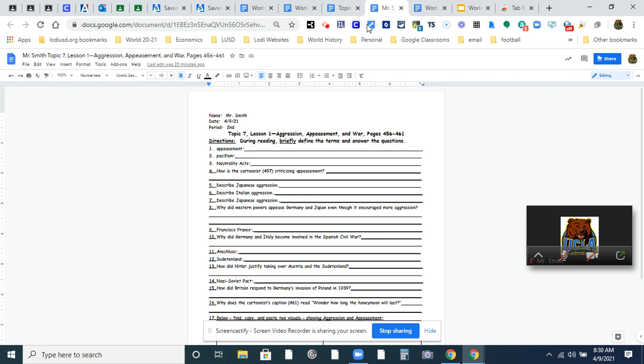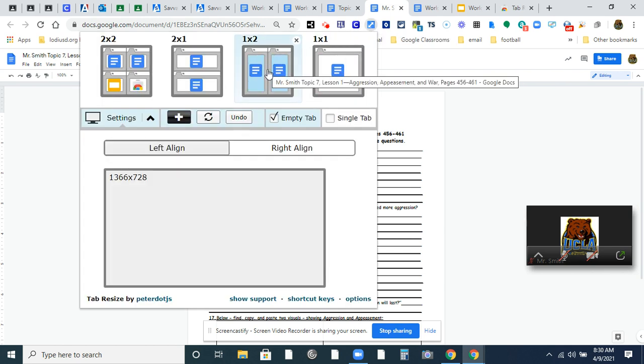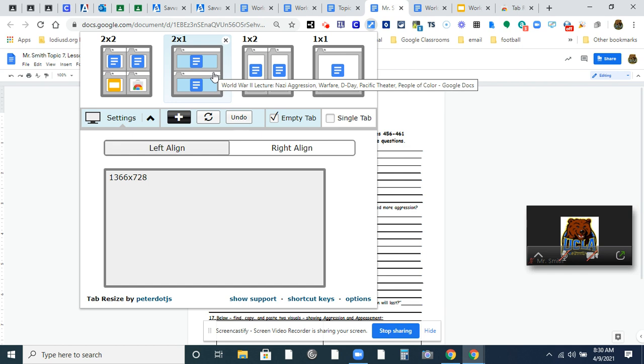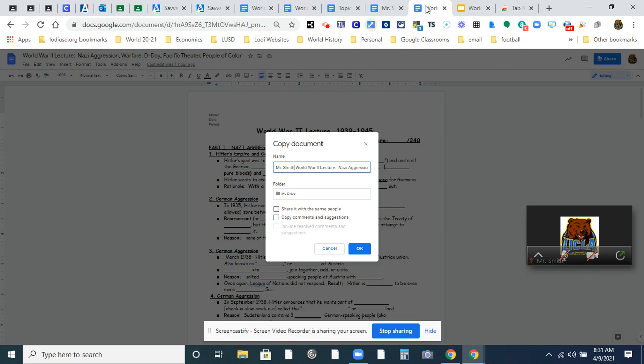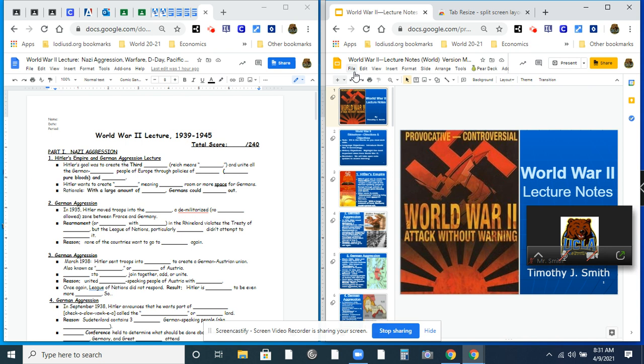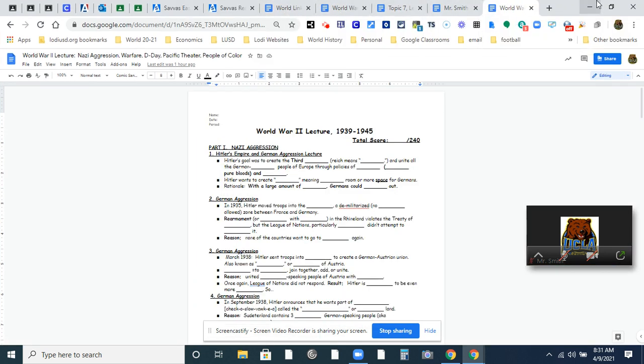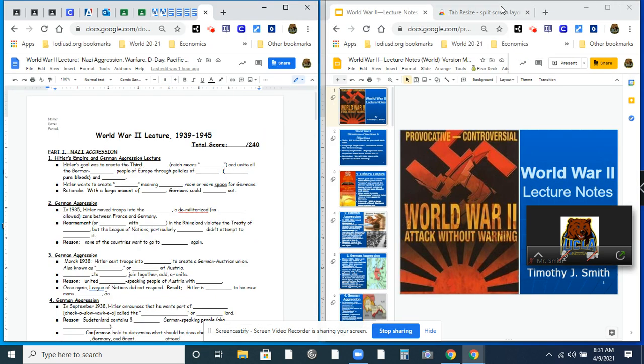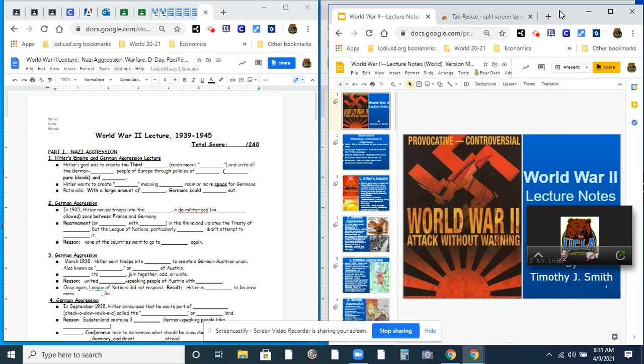Okay, so then choose tab resize. I tried the 2x1 with this and I didn't like the look of it. 1x2 was pretty good, so go ahead and choose that. Once you choose that, you should have these two nice and done. But I don't want it like that. I want the notes on one. See how it split up the screen so nicely?